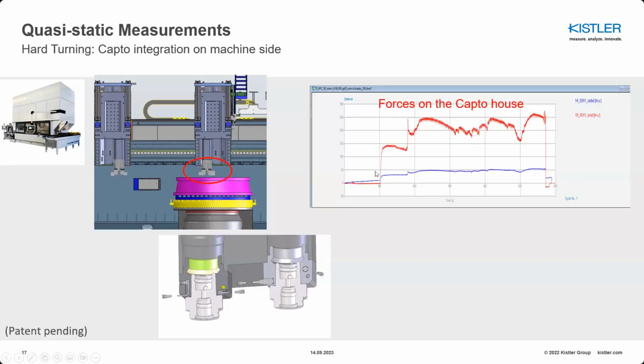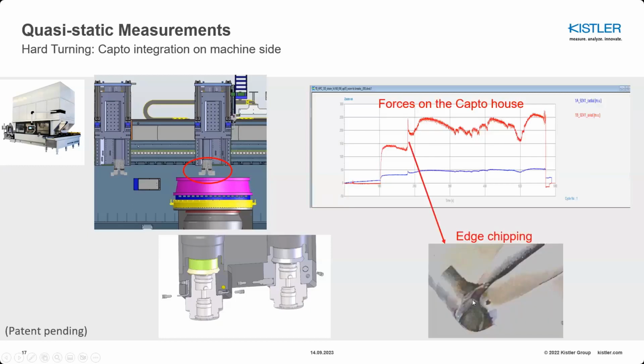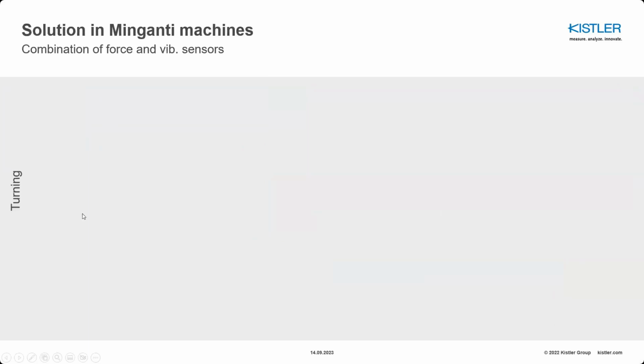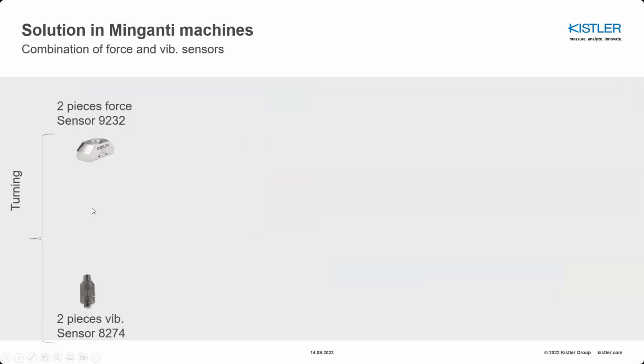So if you look at the force signal, as I said, there are certain things that you can see. For instance, small edge chipping, which will cause, you know, force increases and decreases, right? And this is something that we can really capture with these signals, simple one-axis sensors that we are integrating into the construction. So now it's a standard in Miganti machines in turning.